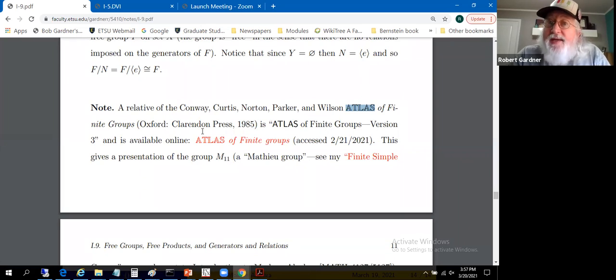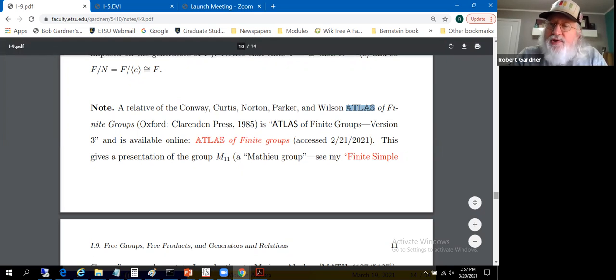that gives presentations of various groups. These days, there's an online version out there with probably all the same information with corrections. I know there were some typos in the first edition of this thing. The library actually has a copy of the first edition.